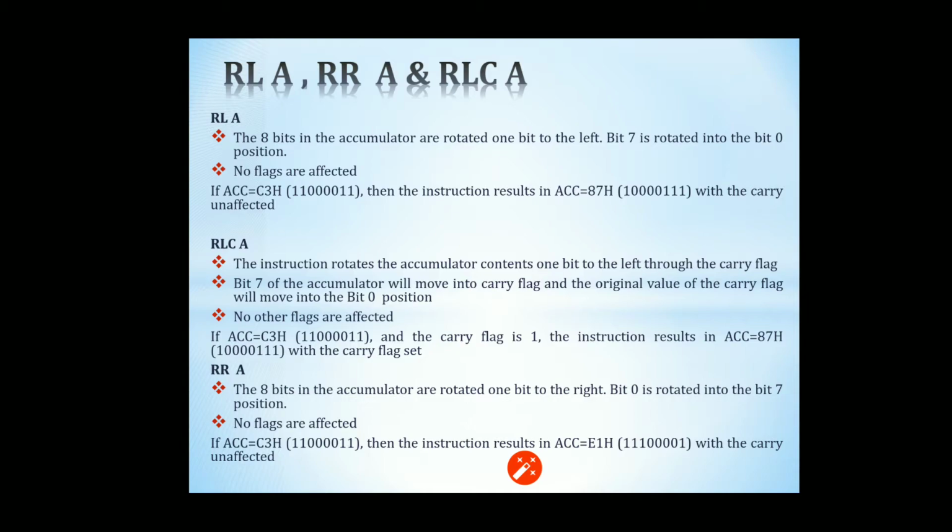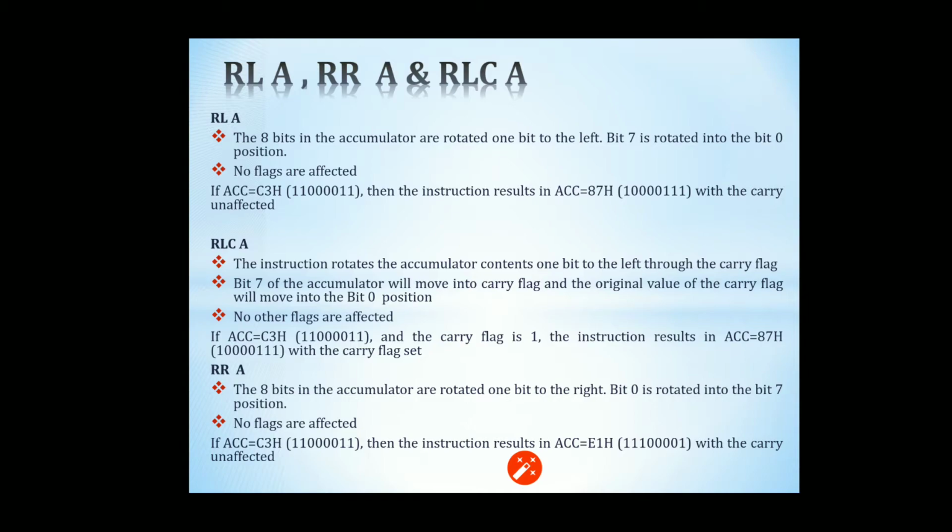Next, RL A, RR A and RLC A. Let's see one by one. RL A: the 8 bits in the accumulator are rotated 1 bit to the left. Bit 7 is rotated into the bit 0 position. In these instructions, no flags are affected.